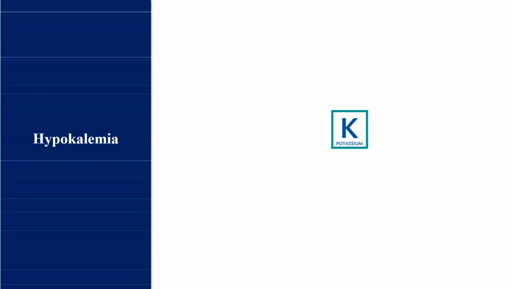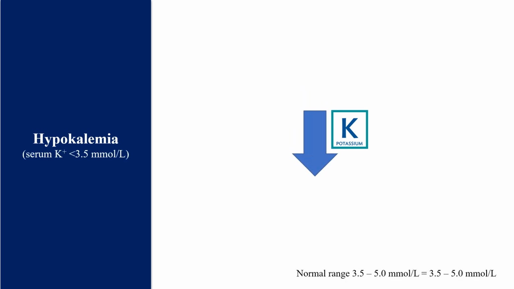Now that we've discussed potassium balance and normal renal handling of potassium, let's discuss what can go wrong with potassium balance. We start with hypokalemia, defined as having serum potassium level less than 3.5 millimoles per liter.